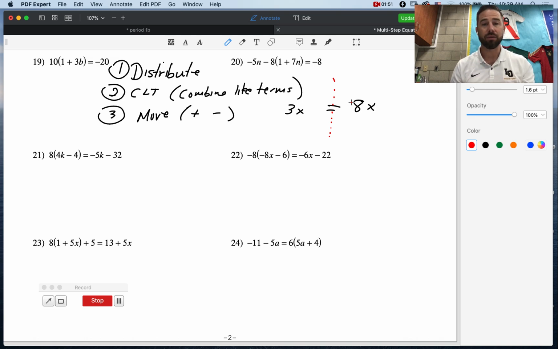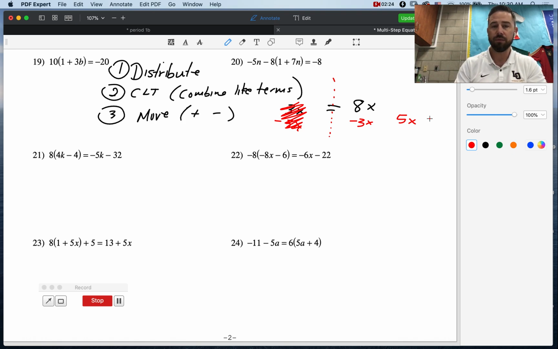It doesn't really matter which side, but I have a strategy that I like to use: I like to move the smaller variable. In this case, 3x is smaller than 8x, so I would move 3x. It's a positive 3x, so I'm going to subtract 3x. 8x minus 3x is 5x, right? And then we'd have all the variables on the right-hand side, and life is looking good.